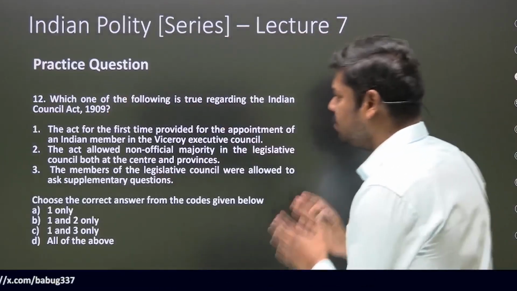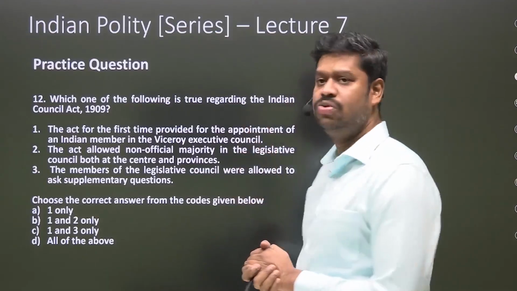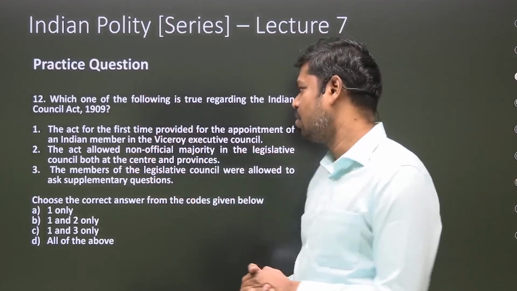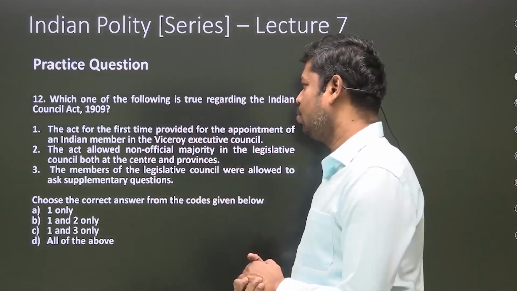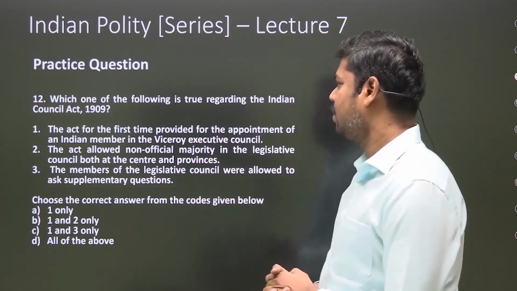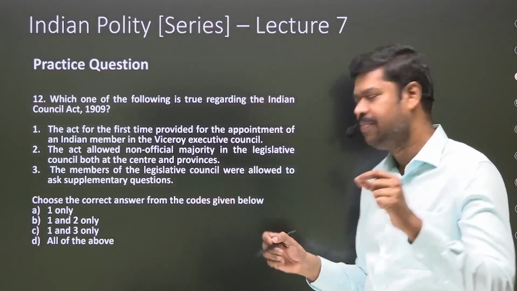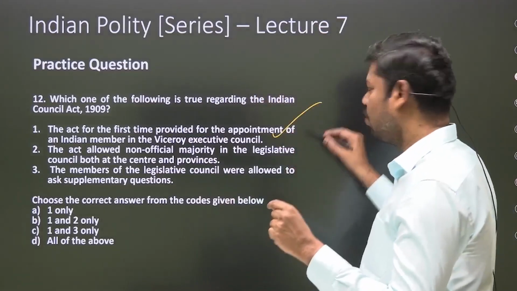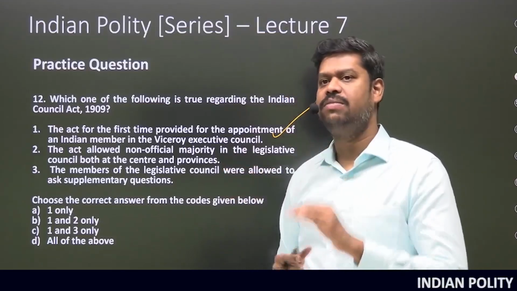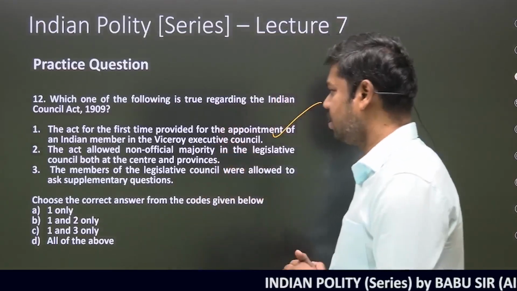Come to question number 12. Which of the following is true regarding the Indian Councils Act 1909? So, what are the provisions of the Indian Council Act 1909? Statement 1. The Act for the first time provided for the appointment of an Indian member in the Viceroy Executive Council. So, just now we have discussed, yes. For the first time, the Act allowed an Indian to be part of the Viceroy Executive Council, and the first such member is Mr. Satyendra Prasad Sinha. So, this statement is definitely true.